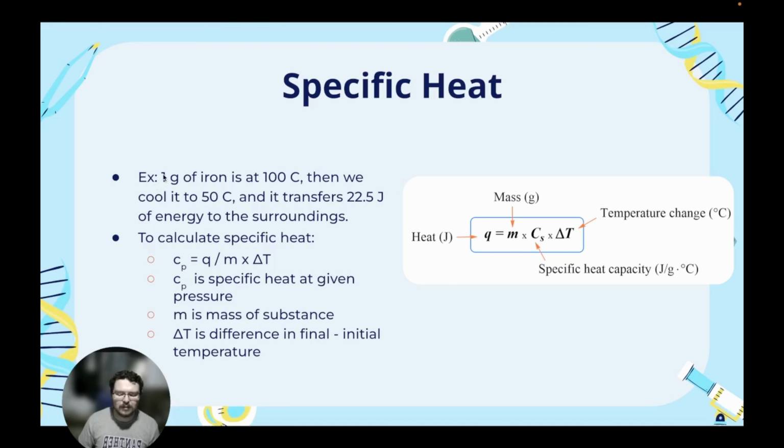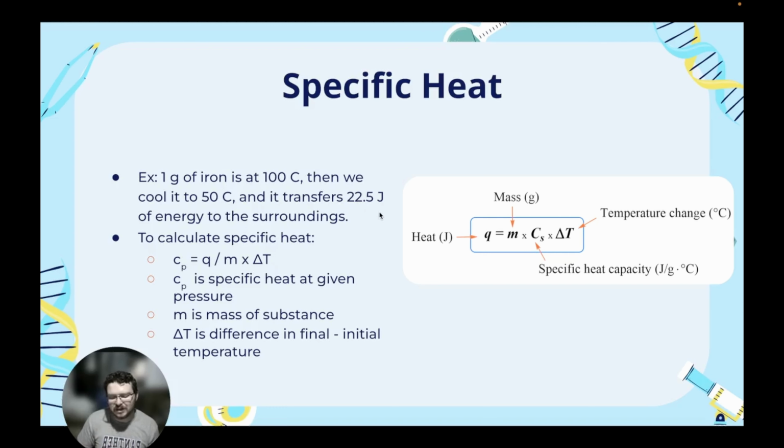So M is equal to 1 gram, that's given up here, and then delta T is going to be the final temperature minus the initial temperature. Our final temperature is 50 degrees Celsius because the iron was cooled to that temperature, and the initial temperature was 100 degrees Celsius. So that is 50 minus 100, which would be minus 50 degrees Celsius. And so that'd be 1 gram times negative 50, which would just be negative 50.